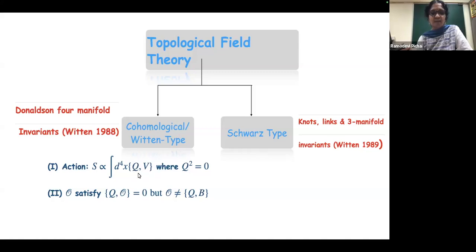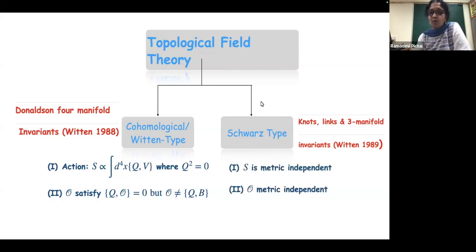And to give you a quick info, you can write the action here. Sometimes we say that the action is BRST exact, where it is the variation with respect to the Q, which satisfies Q squared equal to 0. And all the operators should be BRST closed. They have to be 0, but it should not be BRST exact. So this is the crux of the cohomological Witten type invariance, which I'm not going to get into in the rest of the talks. But if anybody is interested, there are these 2 classes of topological field theories. Schwarz type is what I'm going to confine myself to.